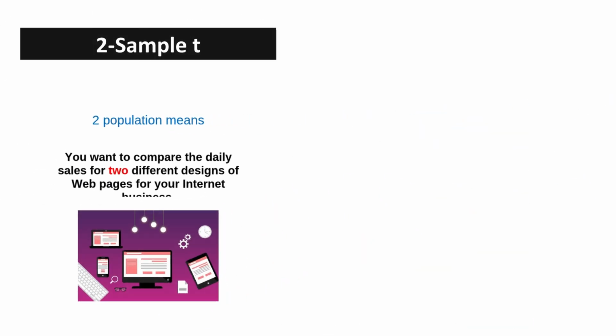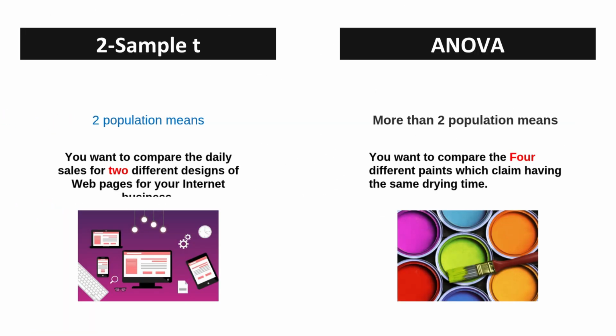Difference between two-sample t and analysis of variance. Two-sample t test is used to compare the means of two independent populations or groups. In this case, the goal is to compare the daily sales for two different designs of web pages for an internet business. Analysis of variance is used to compare the means of more than two independent populations or groups. In this case, the goal is to compare the drying times of 4 different paints.